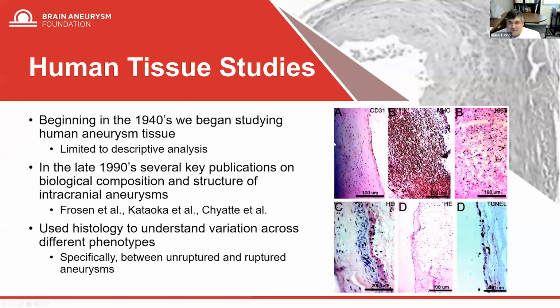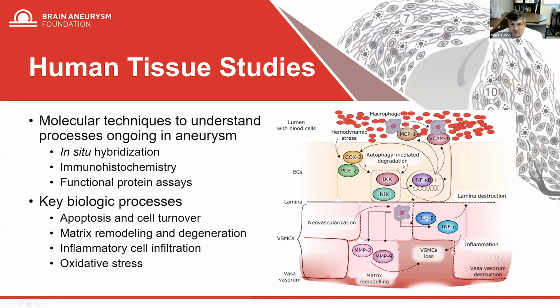But really, to answer the question of why aneurysms form and how they grow and rupture, it has been very hard to do with only human tissue, because this data is just one snapshot of the biology. It's what we call cross-sectional data. We can only observe it at one time point, because this is the time point at which the tissue is removed from that individual.